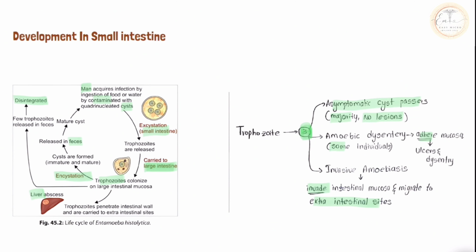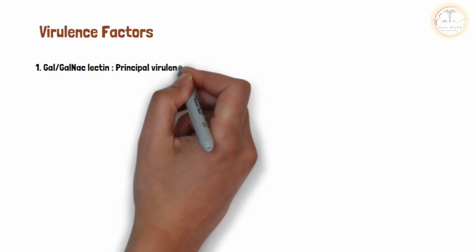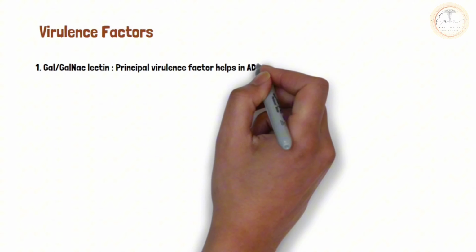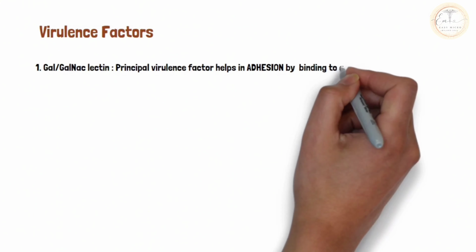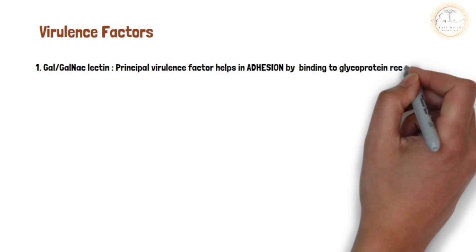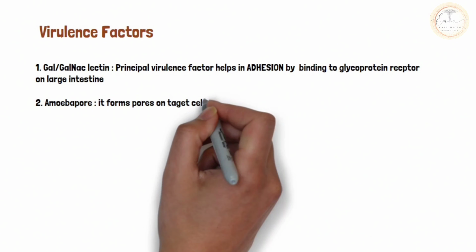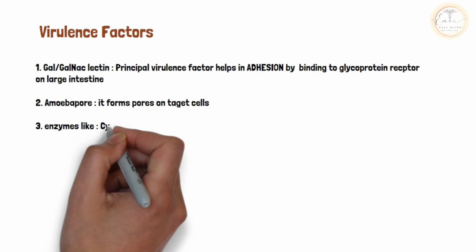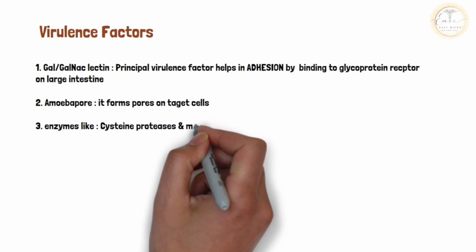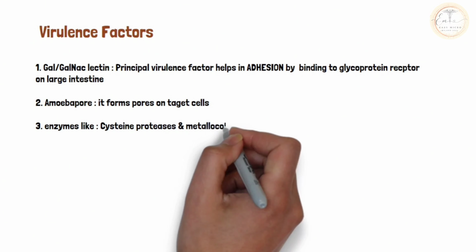Now, let us discuss the virulence factors. Virulence factors are the factors which cause the pathogenesis. The first one is Gal/GalNAc lectin. Gal/GalNAc lectin is the principal virulence factor. It helps the Entamoeba to bind to the glycoprotein receptors present on the large intestine. The second one is amoebapore. Amoebapore helps in the formation of pores. And the third one is enzymes. Enzymes like cysteine proteases and metallocollagenases help in hydrolysis.